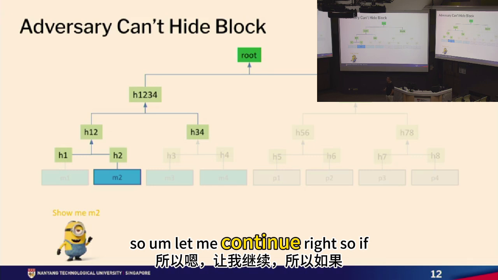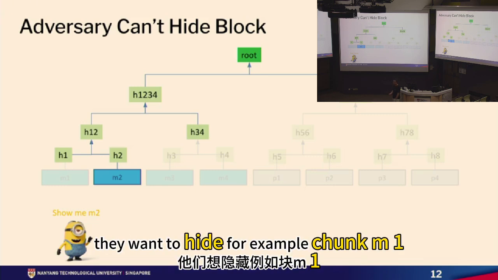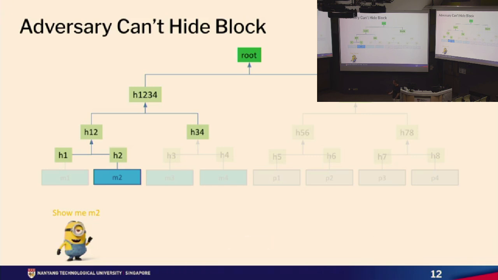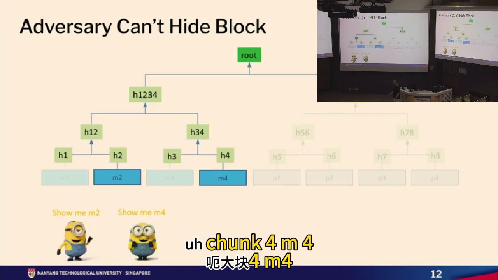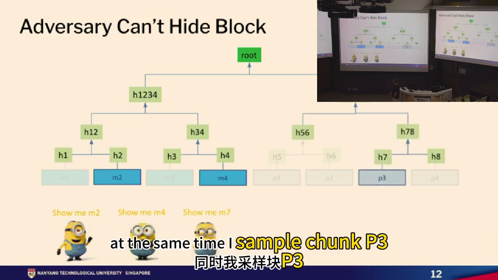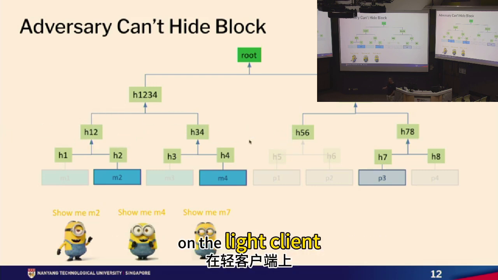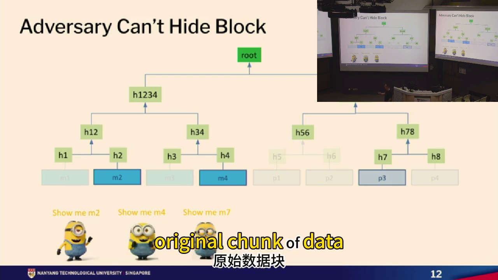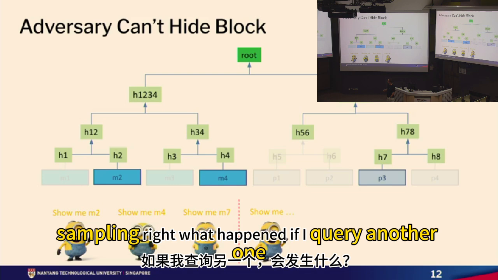So let me continue, right? If the adversary attacks and wants to hide, for example, chunk M1, and I'm able to sample the data, sample M2, and then I can sample another chunk, M4. At the same time, I sample chunk P3. Do you think, because all these Merkle proofs are already stored on the light client, remember, I only need to query from the full node on all the original chunks of data. So with all this sampling, what happens if I query another one?